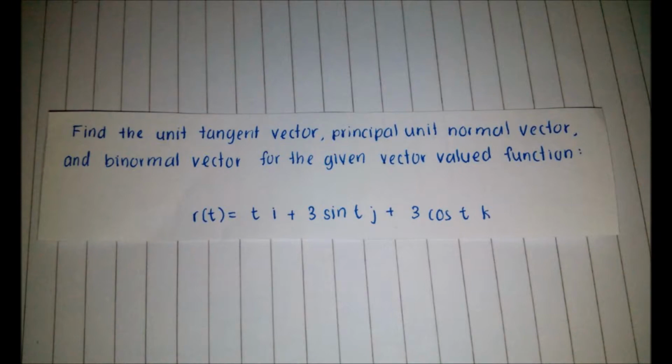This is an example for chapter 3. Find the unit tangent vector, principal unit normal vector, and binormal vector for the given vector valued function r(t) equals t i plus 3 sin t j plus 3 cos t k.